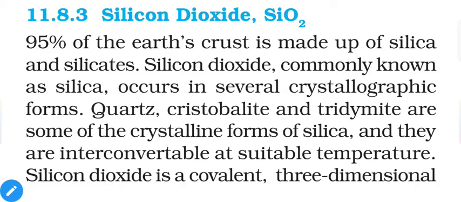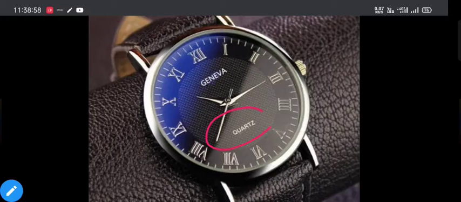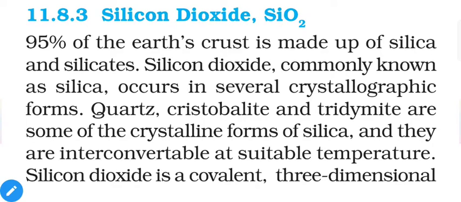It occurs in several crystallographic forms, and some of them are quartz, cristobalite, tridymite, etc. Quartz is a comparatively well-known example for us. It is used in watches and wall clocks. You can see quartz is often mentioned on watches and wall clocks because it uses the same compound in crystalline form. And we will discuss this property of this compound later in this unit.